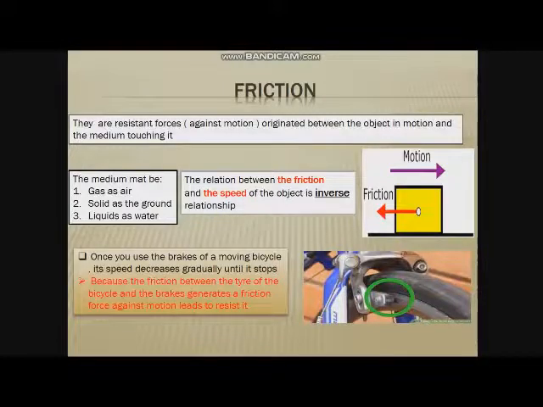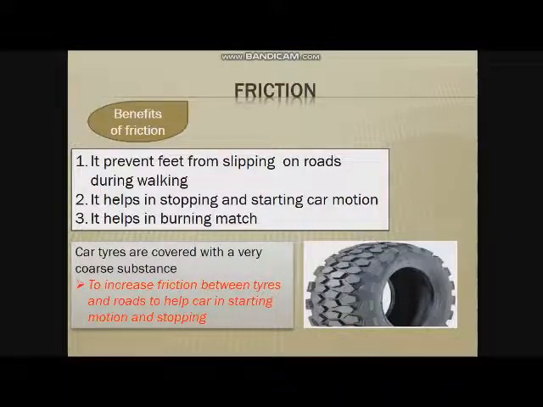Once you use the brakes of the moving bicycle, its speed decreases gradually. When you use the brakes of the bicycle or the brakes of the car, the speed of the car or the bicycle decreases gradually until it stops, because the friction between the tire of the bicycle and the brakes generates or produces friction force. So the friction is inversely proportional to the speed. By increasing the speed, the friction force decreases.